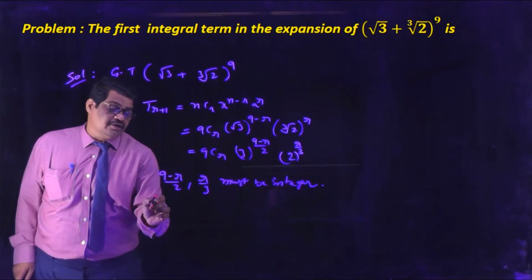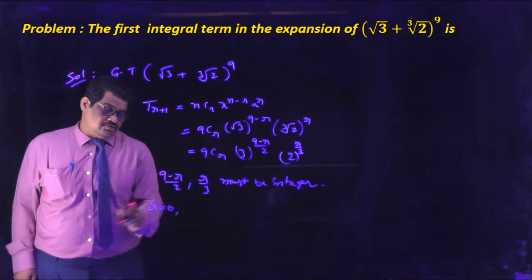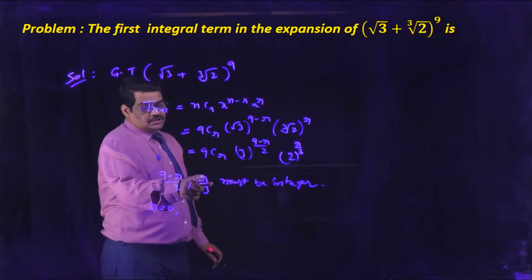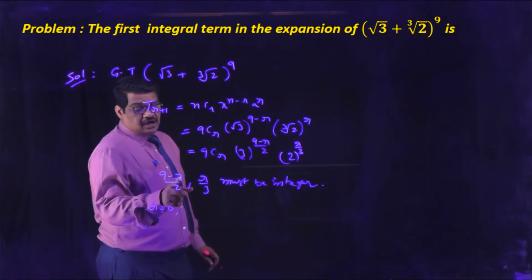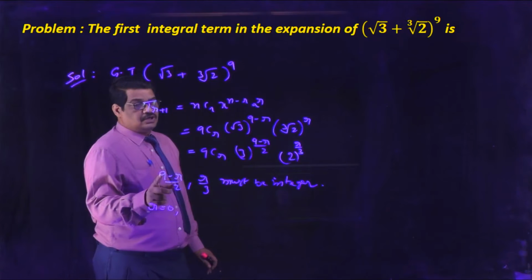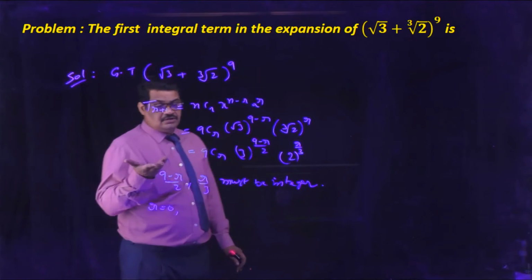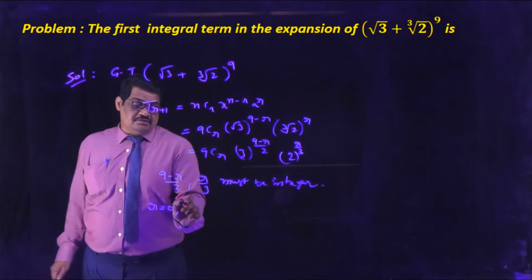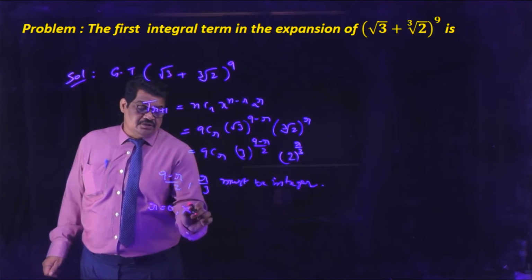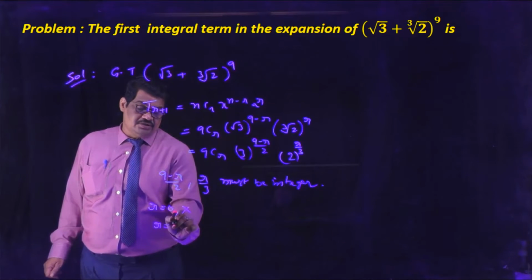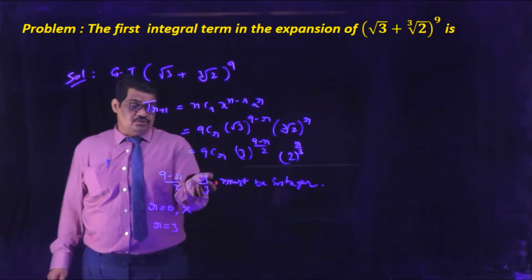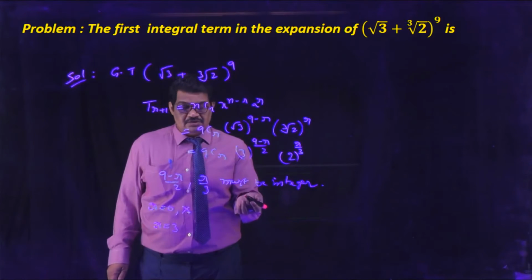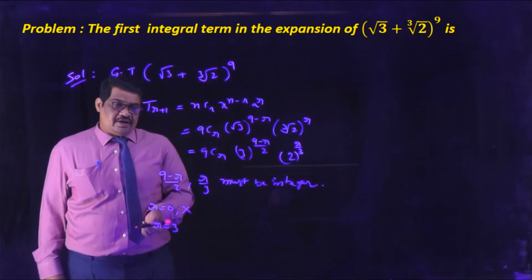If you take r is equal to 0, r by 3 is 0 by 3, that is an integer. Here (9 minus 0) by 2, that is 9 by 2, is not an integer, so r is not taken as 0. Next, for r equal to 1, 1 by 3 is not an integer. For r equal to 2, that is 2 by 3, is also not an integer. So we take r is equal to 3.